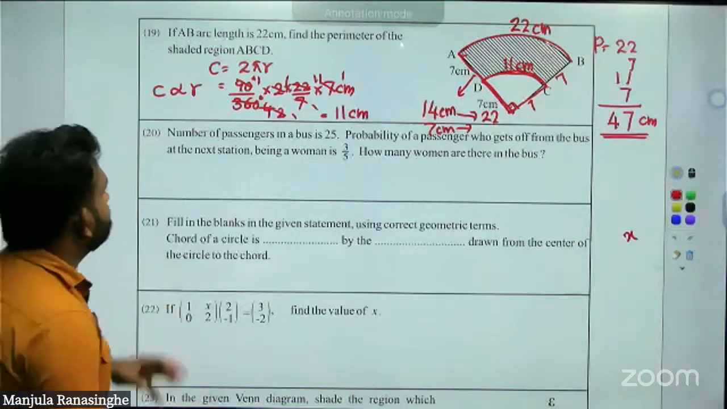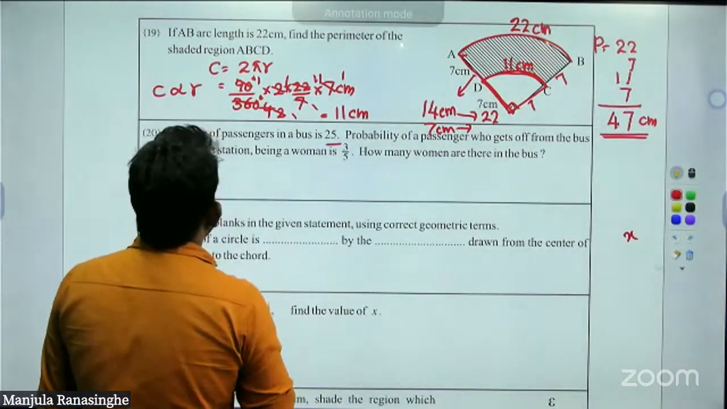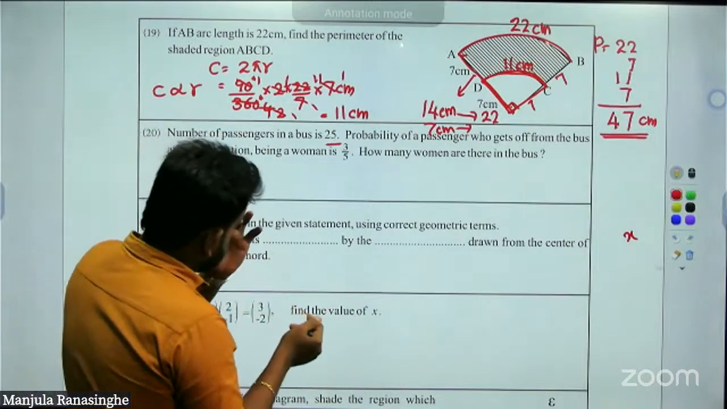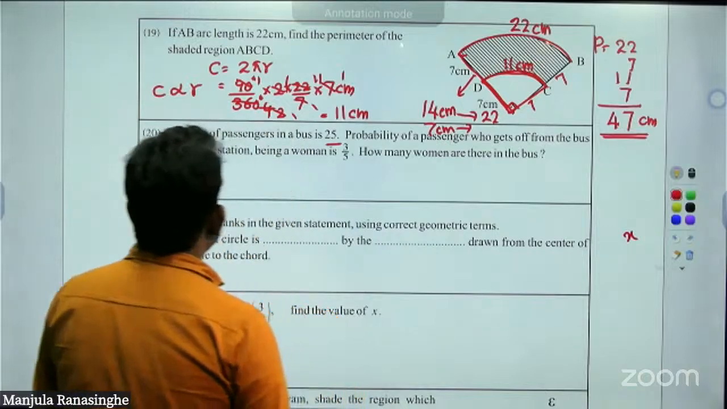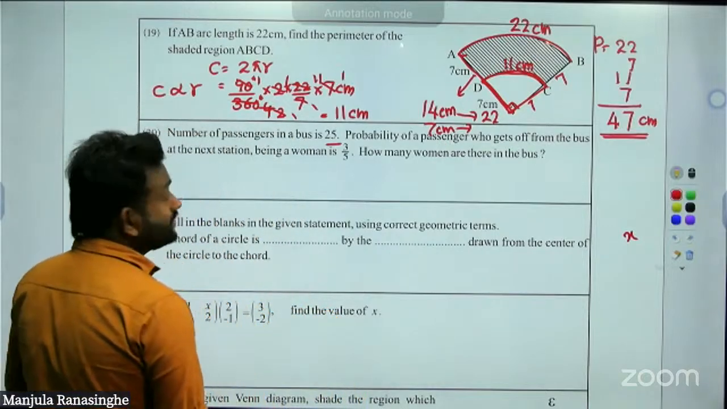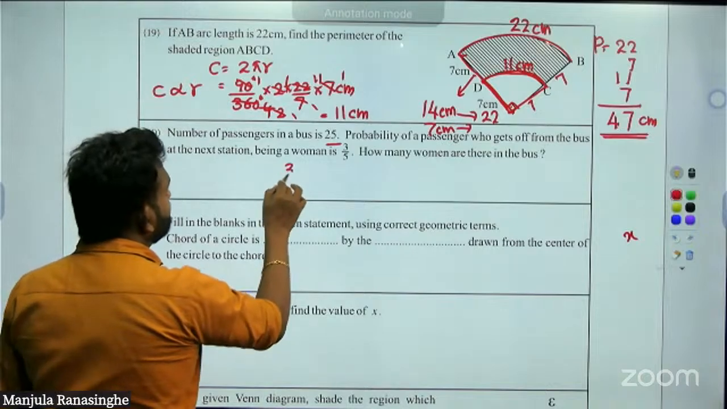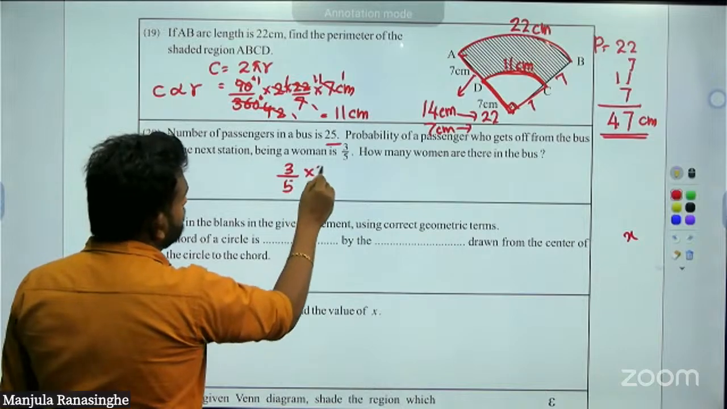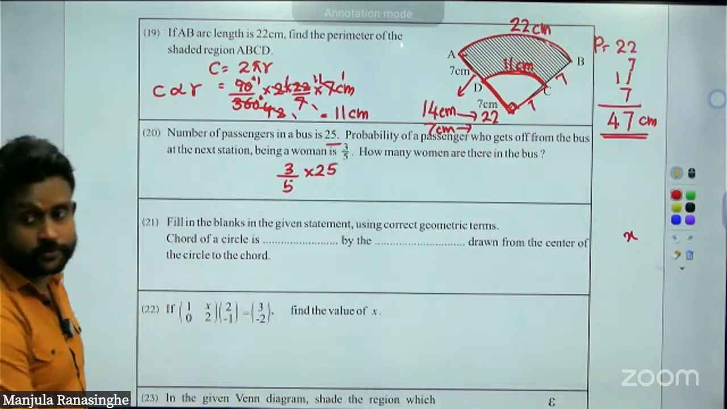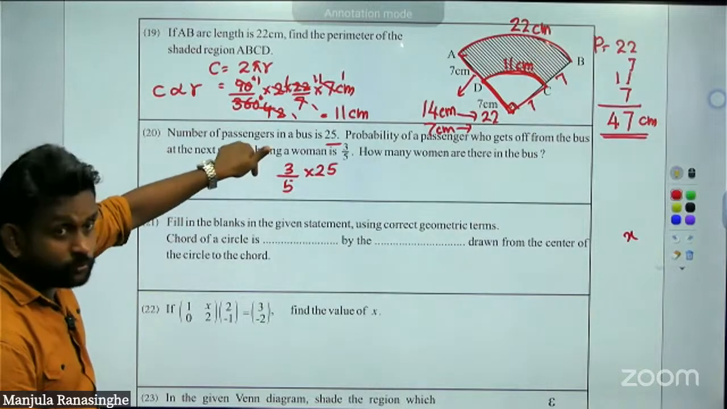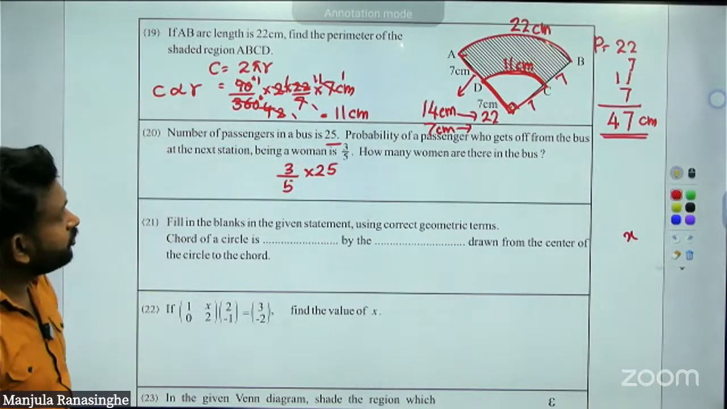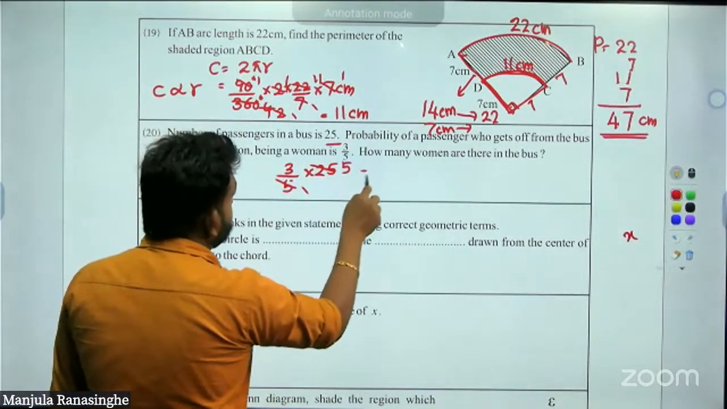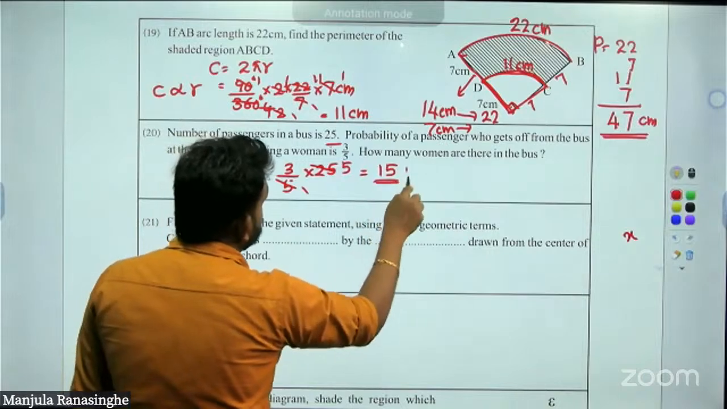Right. The total passengers are 25. The probability of the next passenger getting off being a woman is 3/5. That means from the total in the bus, if the total members are 5, 3 are women. Then if the total is 25, how many women are there? From 5 total, 3 are women. Then with 25 total, how many women are there in the bus? So you can see 5 ones are 5, 5 fives are 25. Then 5 into 3, 15 women are there.